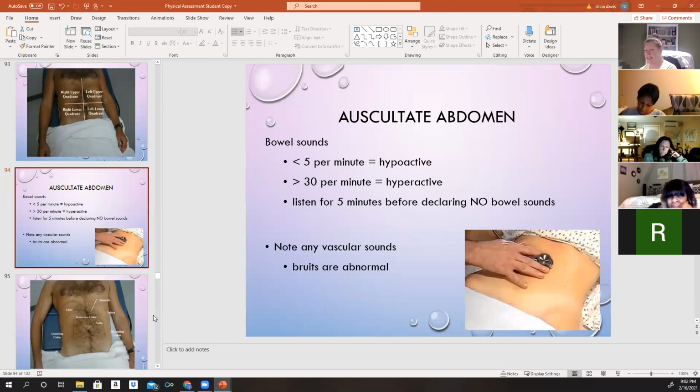And no bowel sounds is a problem. Usually this will happen sometimes with small bowel obstructions, and usually they have to go in and do surgery. So 5 minutes you have to listen. That's a long time to listen and not hear anything. I've never actually done that. You want to note any sounds that you hear, anything that sounds abnormal.